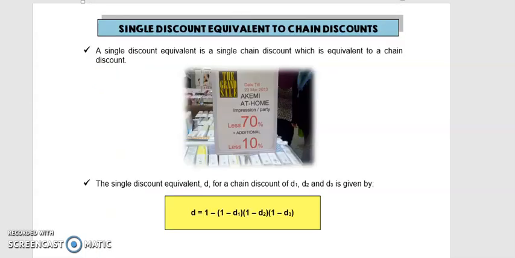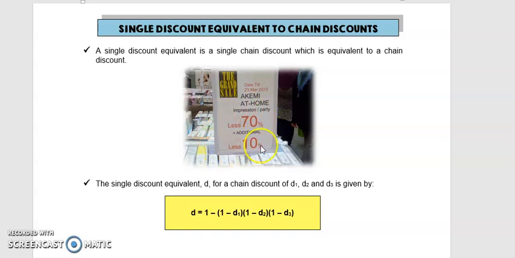Okay, now let's look at another topic, which is single discount equivalent to chain discount. So recall this now, what is chain discount? Chain discount is when we get more than one discount. So example here, less 70%, additional another 10%. So here we get 2 discounts, right?